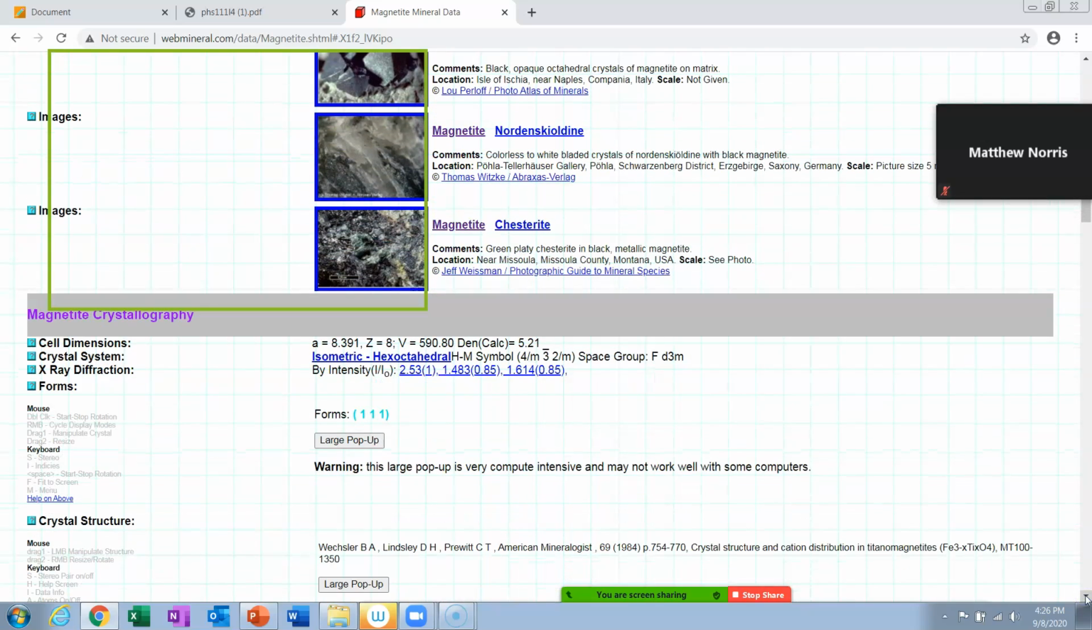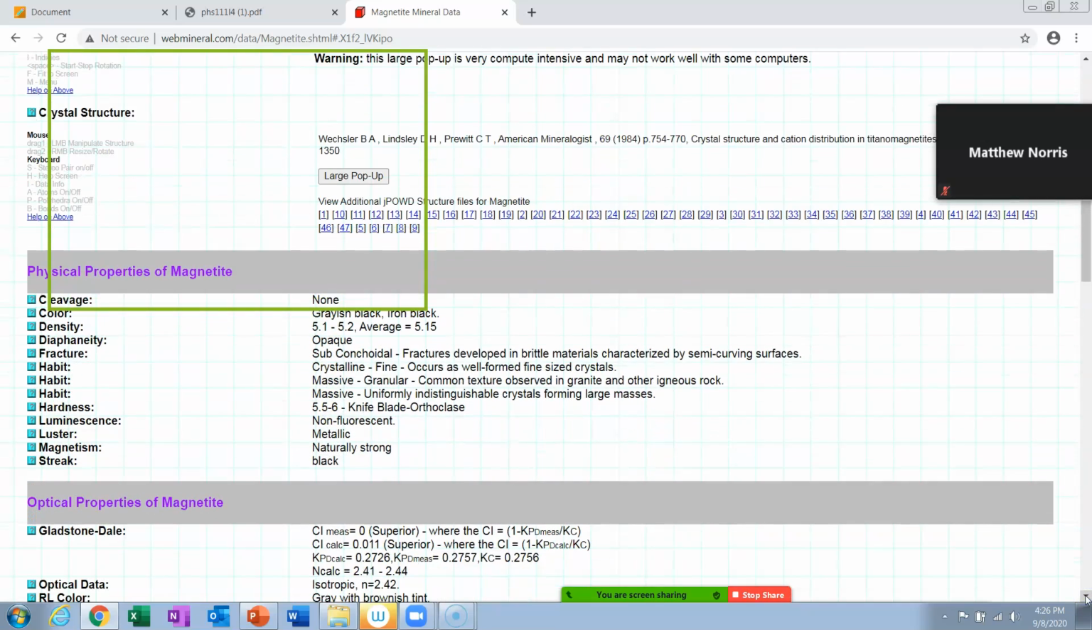There's your crystallography. We're not really doing that; we're doing physical properties. There it is, and you can get all the things you need here for magnetite. Remember, color. I think the next one was luster. The next one was streak. The next one was hardness. The next one was cleavage slash fracture.